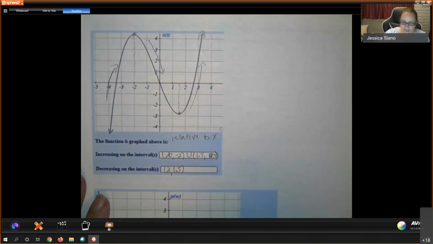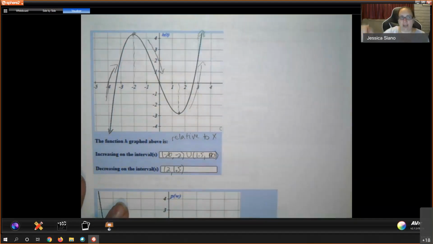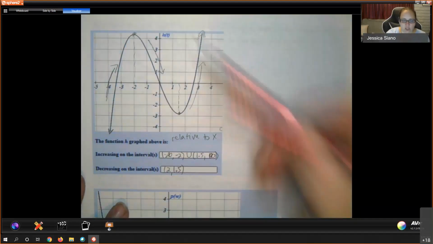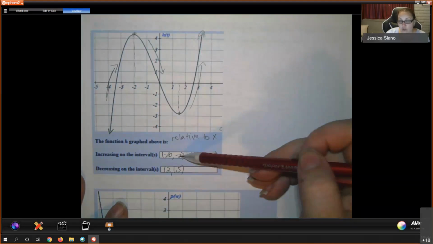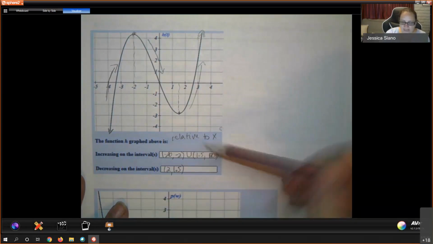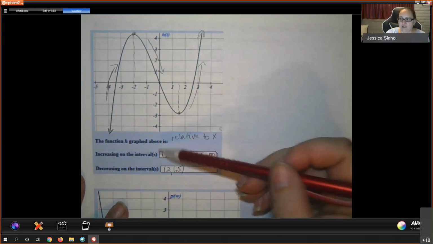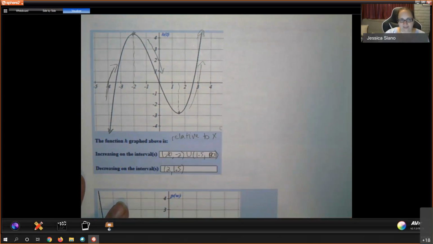Now, I have a note about this. Notice how all I used here was parentheses. It's because at negative 2, this is neither increasing nor decreasing. It's turning. It's in the process of turning over. Since it is not increasing at negative 2, negative 2 is not included in the set where it's increasing. So we put parentheses. So anytime you're asked increasing or decreasing, you're going to use set notation, but you're always going to use parentheses.